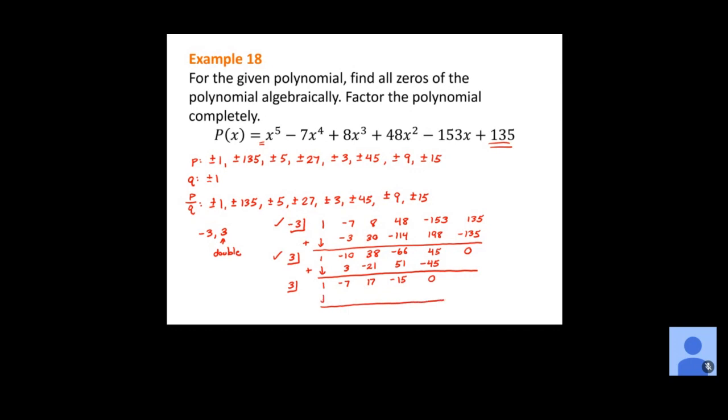Okay, so we're just going to bring down the 1 again. 1 times 3 is 3. Now we add, -7 plus 3 is -4. -4 times 3 is -12. 17 plus -12 is 5. 5 times 3 is 15. And again, we get a remainder of 0. So now we know that 3 is a double root, right? So it worked twice. So we know it actually happens twice when we do our factors. All right. So now, what do we get from that last line?